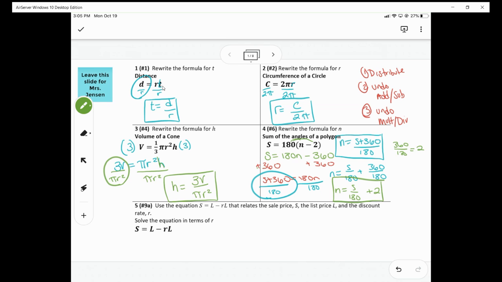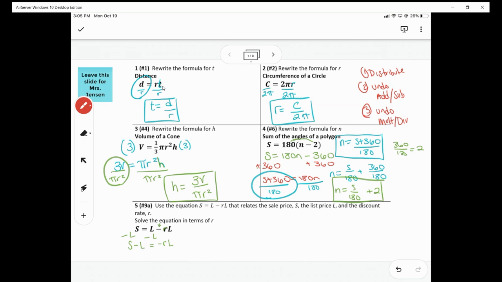For number 5, we want to solve for R, and this L here is not part of that product, so we want to start by subtracting it from both sides. S minus L is just S minus L equals negative R times L. Negative because it was originally subtraction.